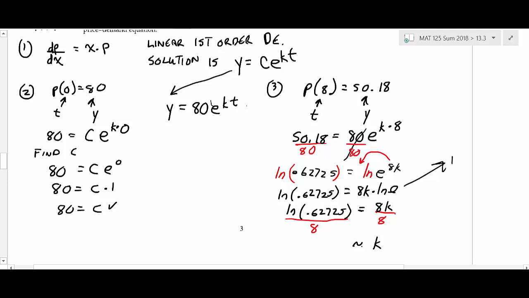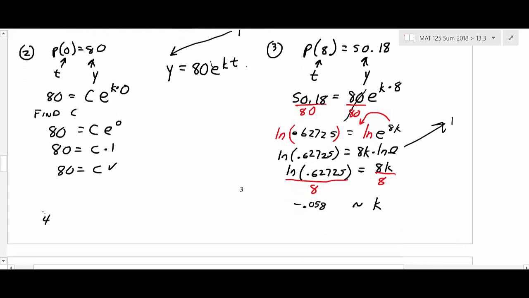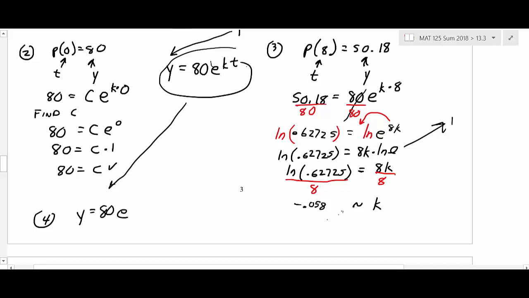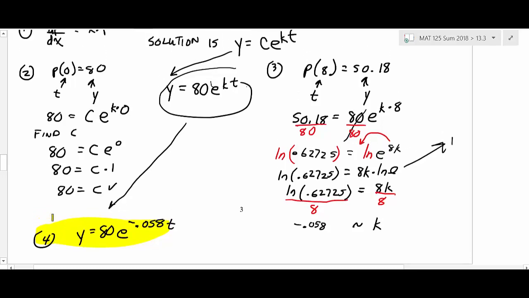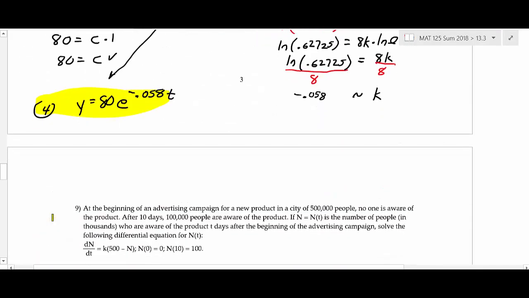Okay, so if I do this calculation on my calculator, I'm going to get negative 0.058. You can verify that with me right now if you want to. Okay, like that. All right, so I put that in. And then step 4 would be I just put this all together. So I'm going to write this as y equals 80 e to the k, where k is negative 0.058, times t. So that is the solution of that differential equation. So that is the price demand function. All right, so that's what you were looking for, getting that price demand function.